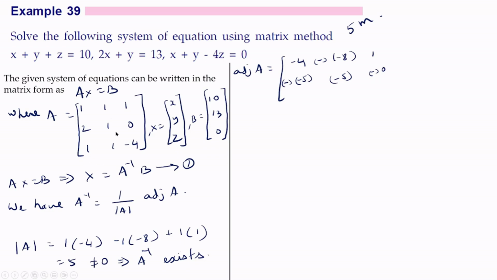Next we have the cofactor of this element. It is 0 minus 1, which is minus 1. Next we have a negative sign. It is 0 minus 2, which is minus 2. Next we have the cofactor of this last element. So it is 1 minus 2, which is minus 1. The whole transpose. So this is minus 4, 8, 1, 5, minus 5, 0, minus 1, 2, minus 1 transpose.